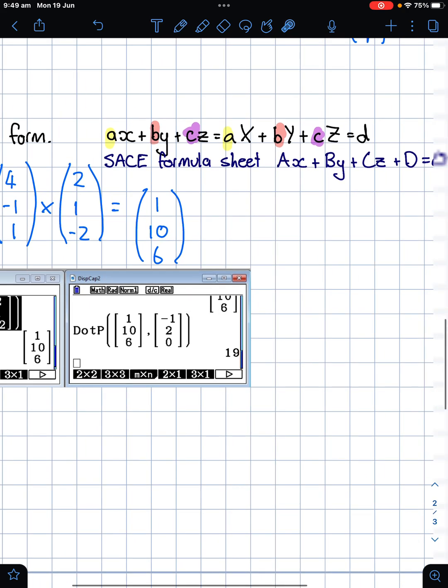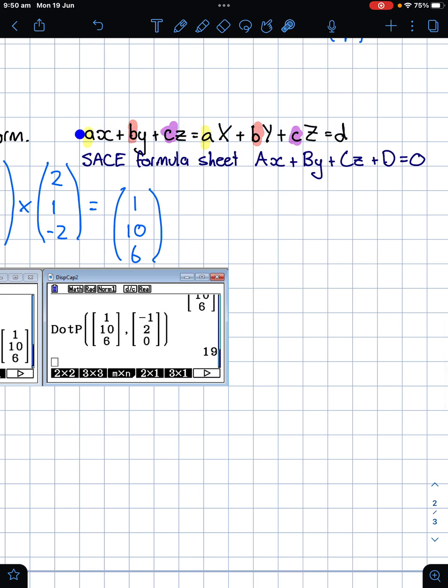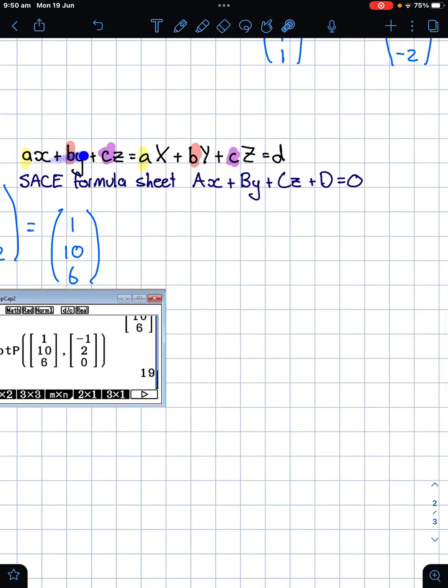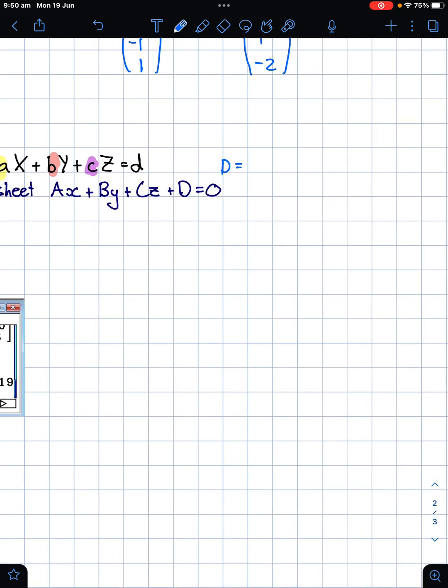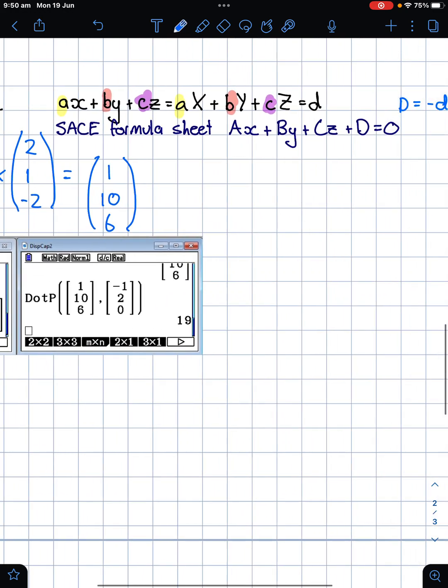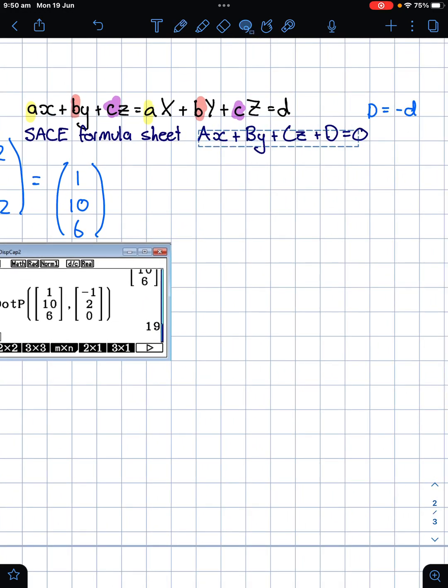In our last example, I used the textbook example, which is this form of the Cartesian equation of a plane, but this is the SACE one. The a, b and c are the same, even though the SACE formula sheet will have them in capitals. But you'll notice here the d is on this side. If we were to rearrange, these two forms differ by D equaling negative lowercase d. Everything else would be the same, but let's use this one here.